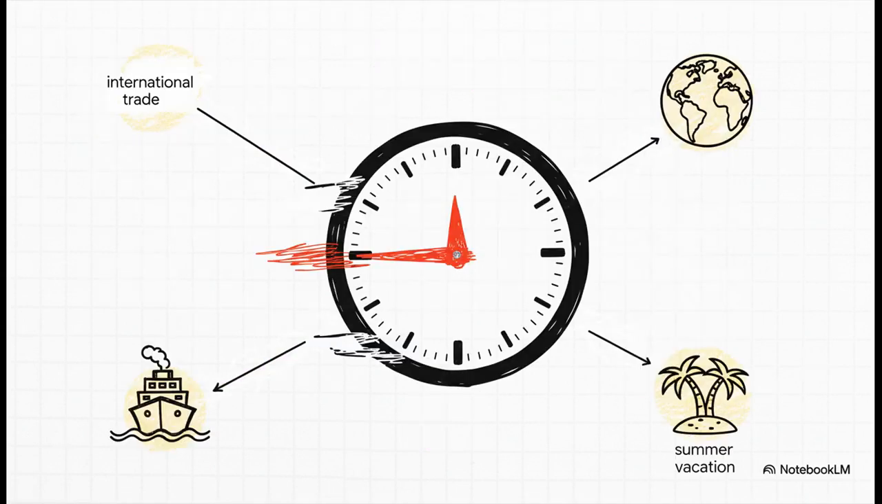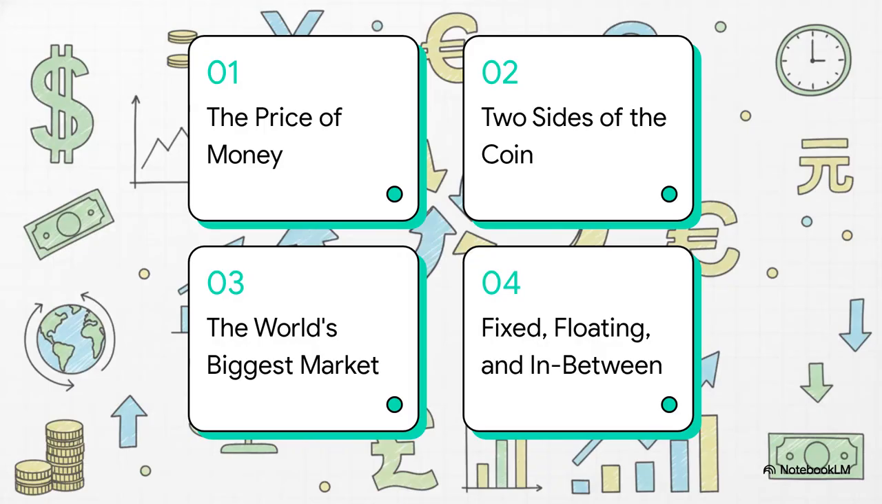That's right. The price of money isn't static. It's always moving, always changing, thanks to this giant global machine that basically never sleeps. This one idea is behind everything, from the cost of your summer vacation to massive international business deals. So, how does this whole thing work? We're going to break it down.